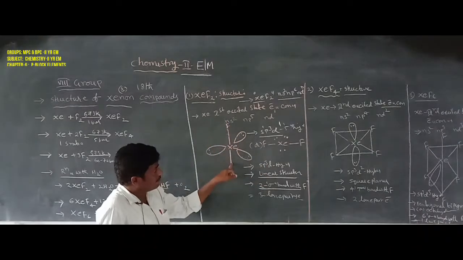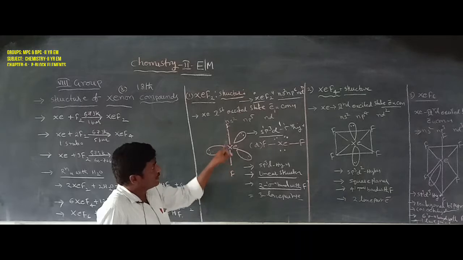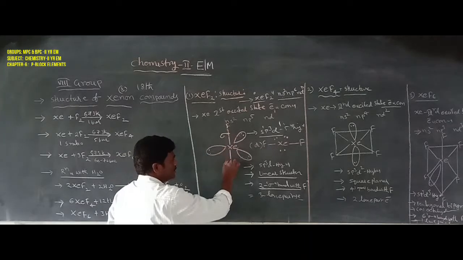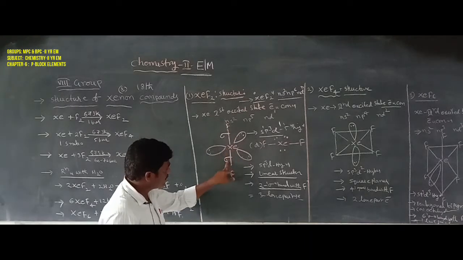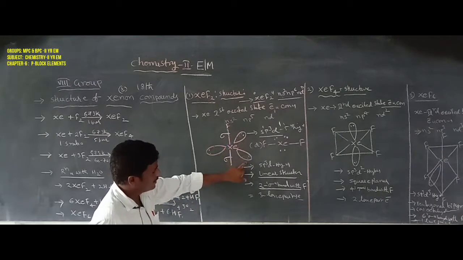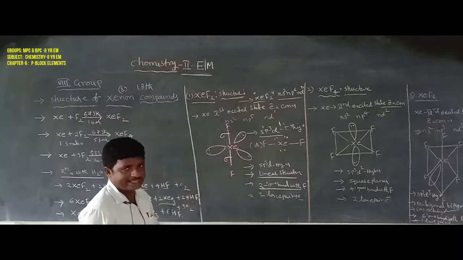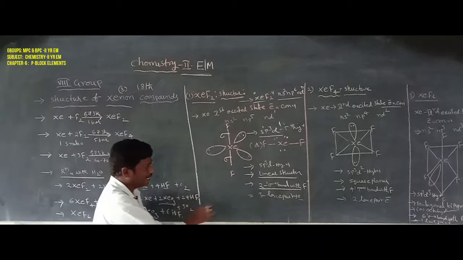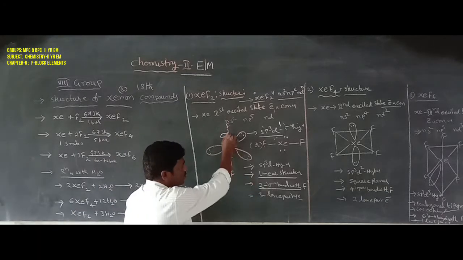The central atom bonds with the 2 fluorine atoms, forming 2 sigma bonds, and 3 are lone pairs. The structure is linear, existing with 2 sigma bonds with the 2 fluorine atoms.